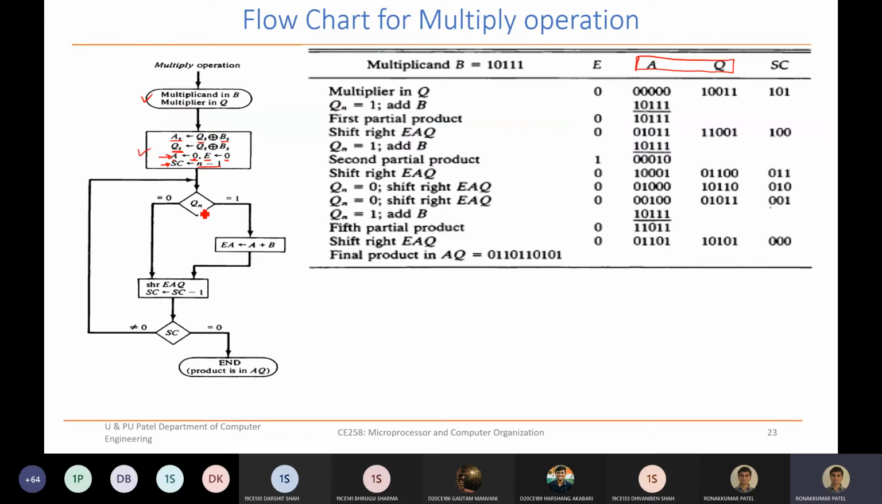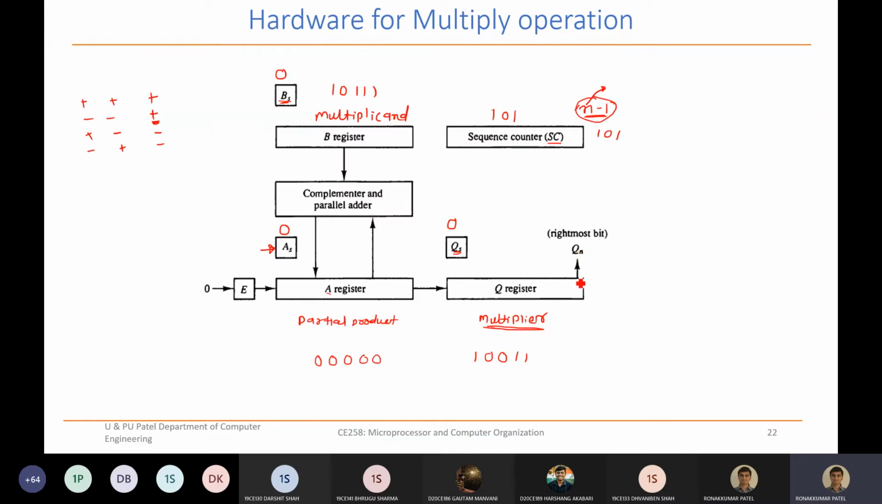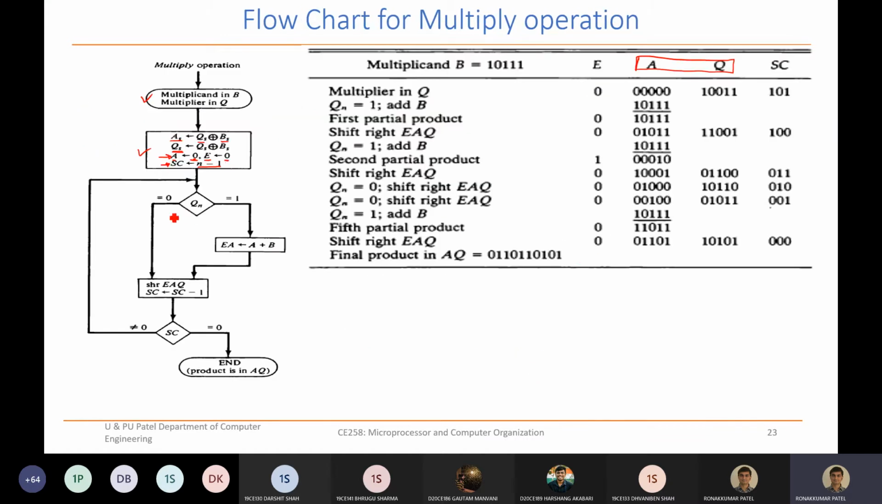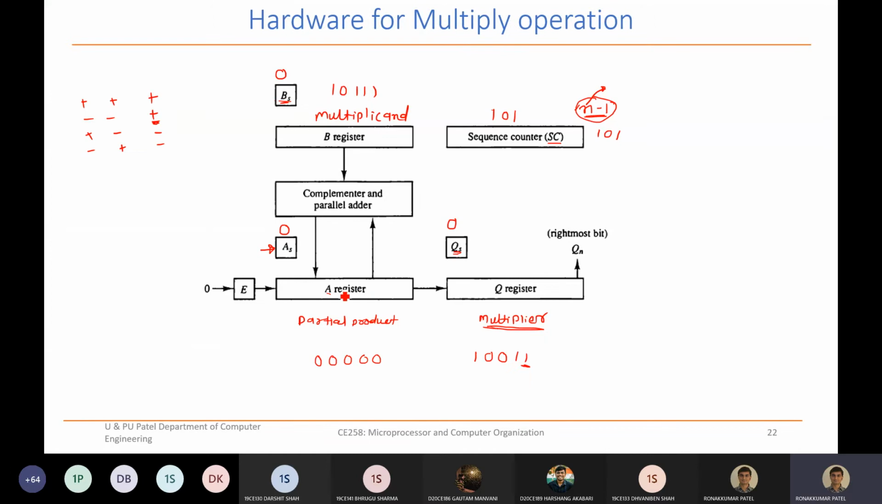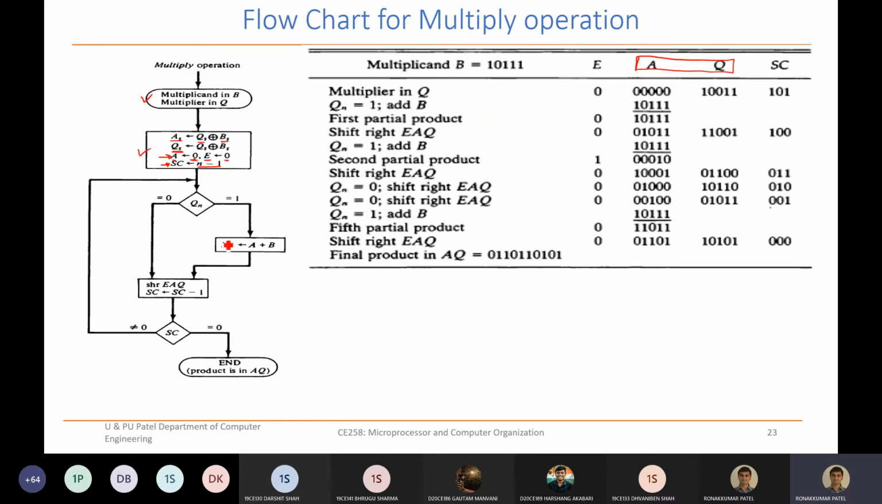Now we'll check QN. What is QN? QN is the least significant bit of Q register. So in Q register, what we have? 1 0 0 1 1. So this is QN. So QN is 1. So what we need to do? Perform A plus B and store the result in EA. What is in A? A is 0 0 0 0 0. What is in B? 1 0 1 1 1. If you add it, the result is 1 0 1 1 1, and you need to store it in EA. So now this will be 1 0 1 1 1. Okay, we have done this.